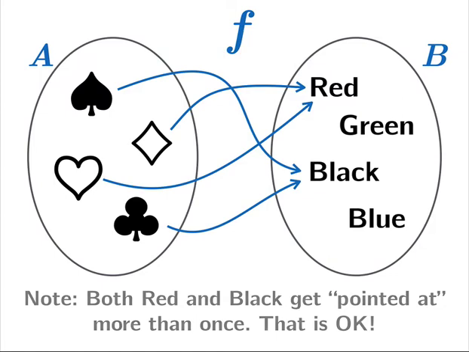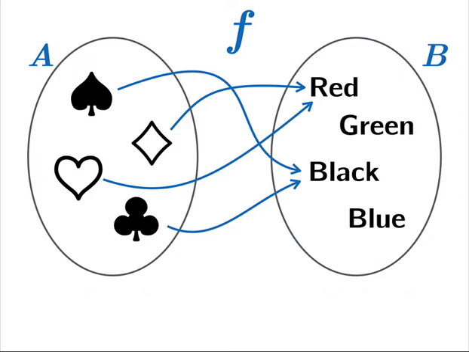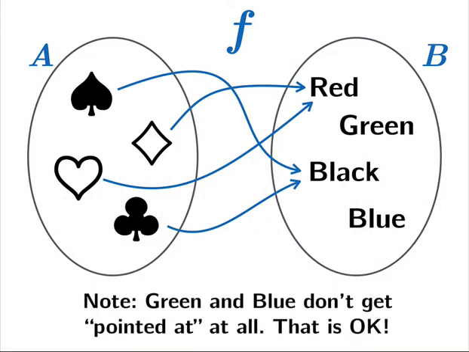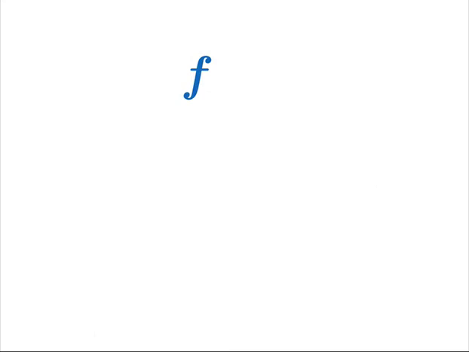That's okay. There's also something else that's okay. Green and blue don't get pointed at all. And that's okay too. The set of things that you're pointing to, you don't have to hit them all. That's fine. It's just the rule is everything that you plug into the function, the things you assign things to, has to be an unambiguous rule. That's the only real stipulation for a function.